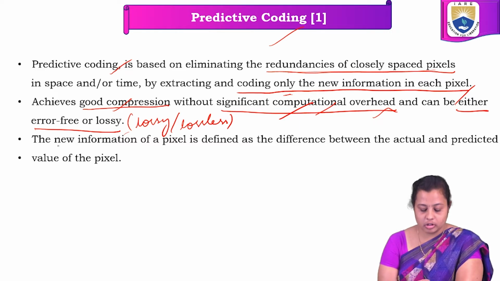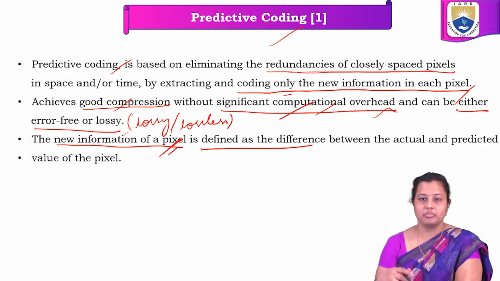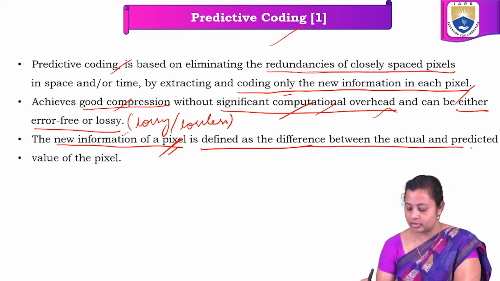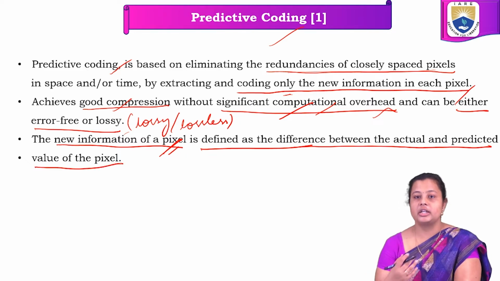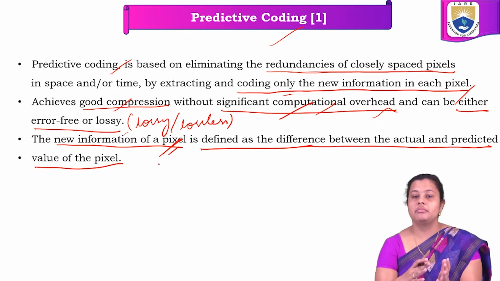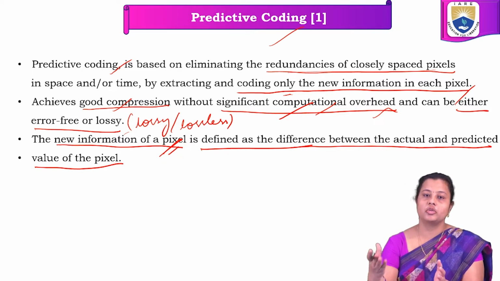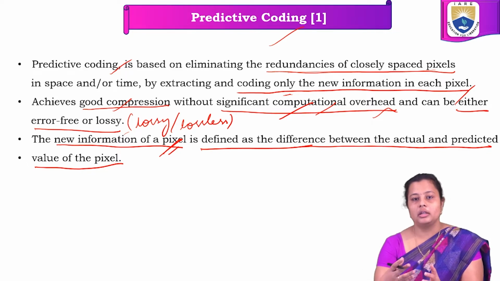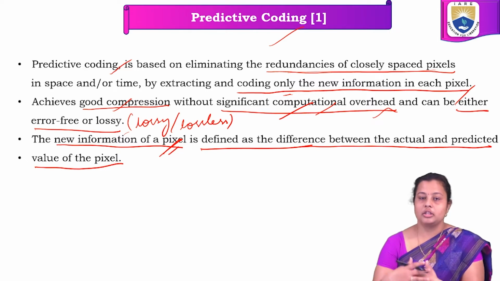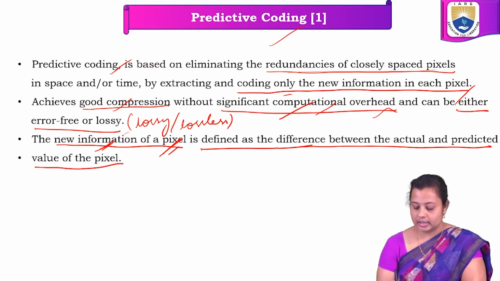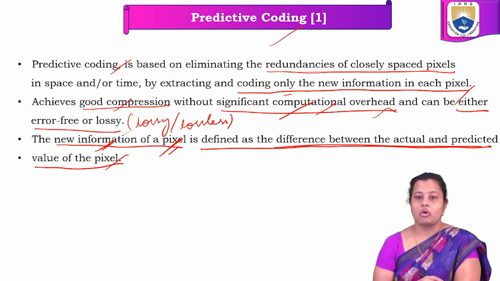Now, how are we getting the new information of the pixel? We define it as the difference between the actual and the predicted value of the pixel. So in predictive coding, we code only if there is new information in consecutive pixels. If there is no new information, then we do not code it. That is how we are able to achieve our compression. So we have to get the new information by calculating the difference between the actual and the predicted value of the pixel. How is this done?